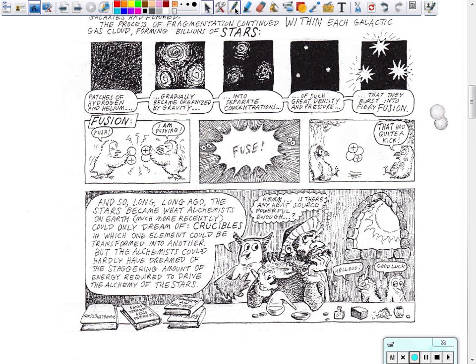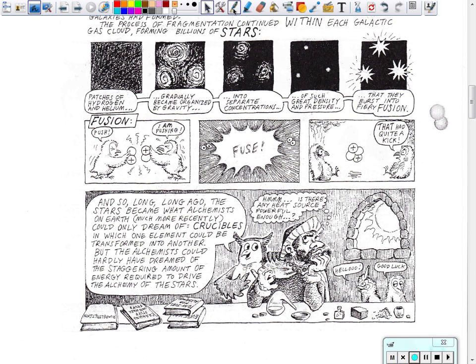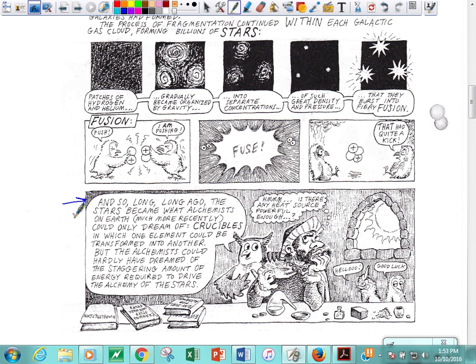It says, and so long, long ago... There we go again. I keep doing that. Okay, so we're right here. And so long, long ago, the stars became what alchemists on Earth, much more recently, could only dream of: crucibles in which one element could be transformed into another. But the alchemists could hardly have dreamed of such a staggering amount of energy required to drive the alchemy of stars.